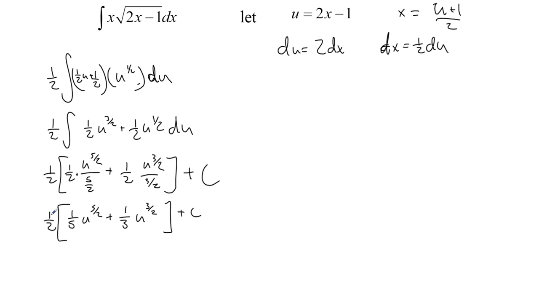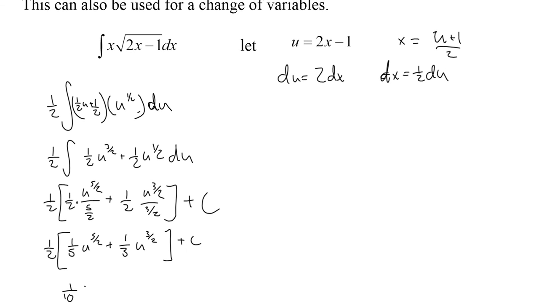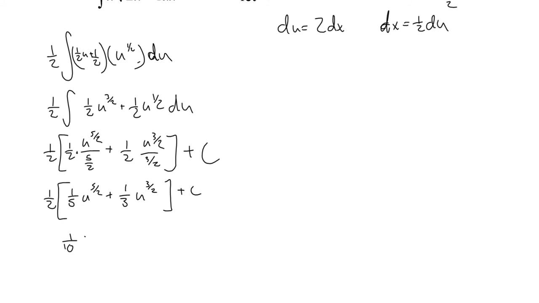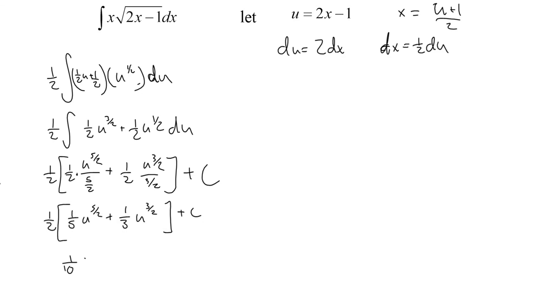And then finally, let's just distribute this half and make it 1/10. And not only let's do that, but let's resubstitute in for x. And it'll be, because remember u was 2x minus 1.